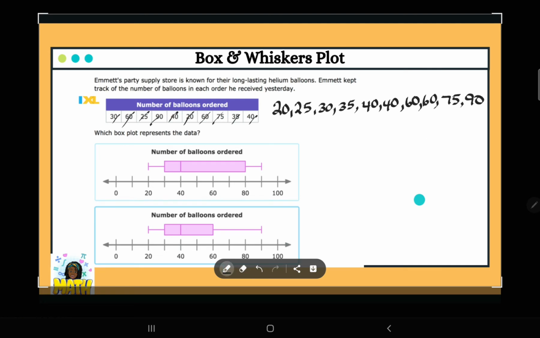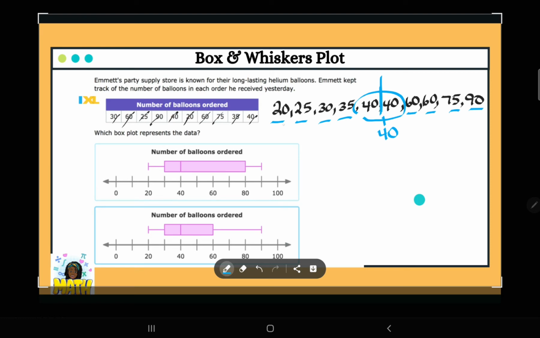Now I'm going to find my median. We're just going to go from each side, and I find that I have 2 numbers in the middle. The average of those 2 numbers is 40. Now, when you have an even set of numbers and you find the average, the median, you do have to split that, and that number is now part of the lower set, and this number is part of the upper set. So I'm going to be working with 20, 25, 30, 35, and 40.